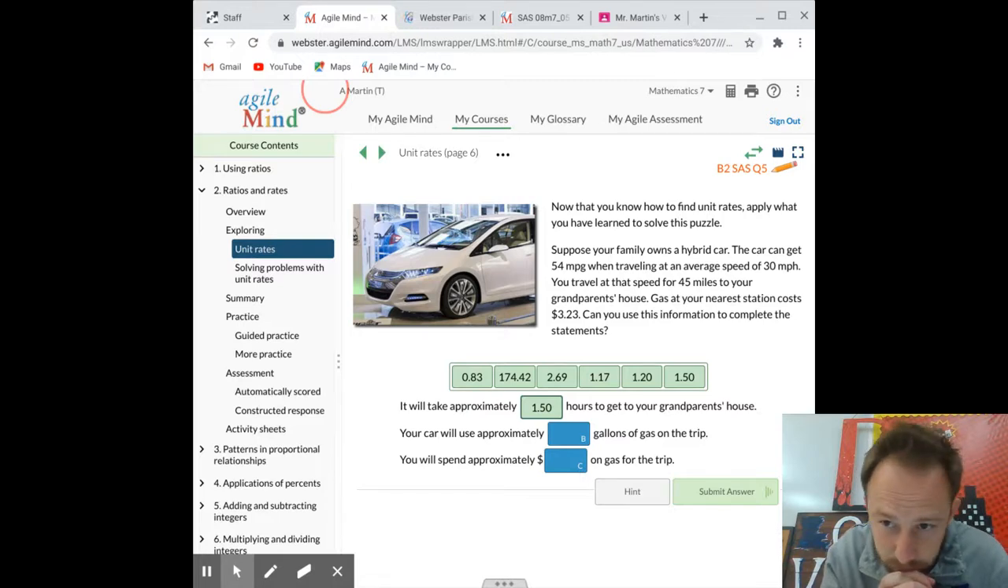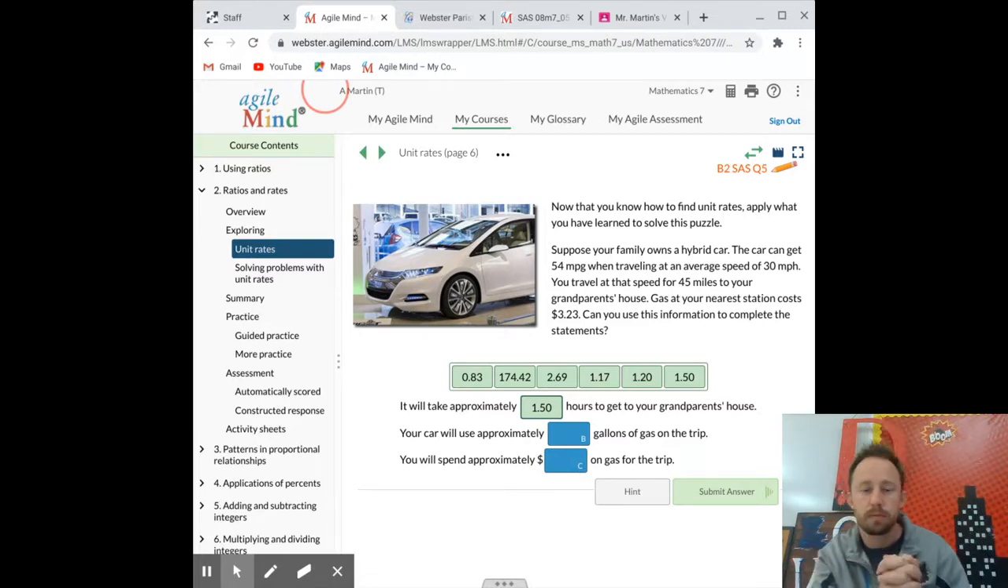For how many gallons of gas you'll use, wouldn't you multiply $3.23 by 45? Or what do y'all think? I think that's correct. I said $3.23 times 45. Yeah. All right, so it says your car will use approximately how many gallons of gas?